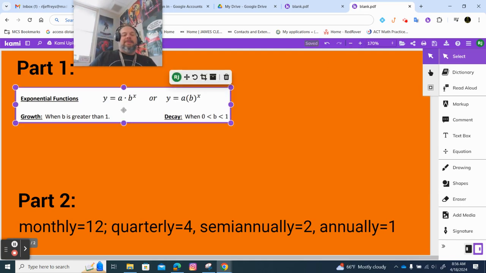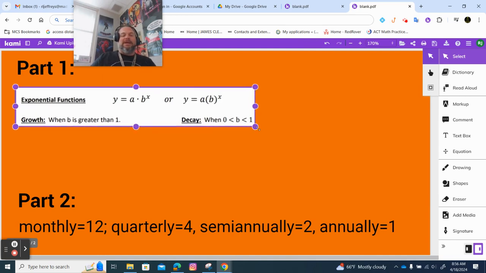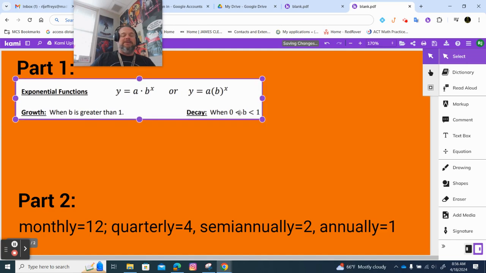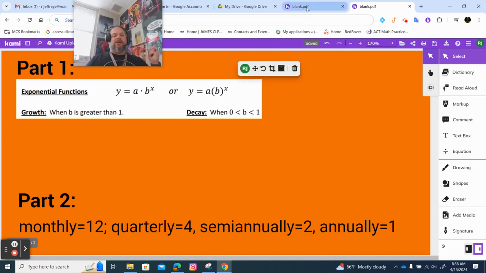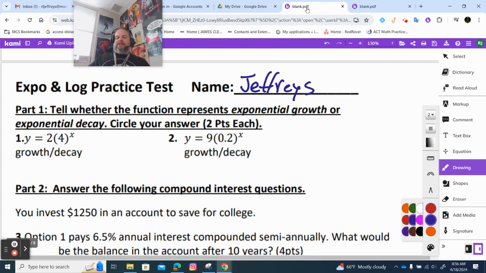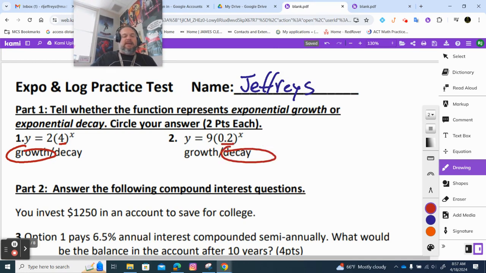Growth is when B is greater than 1. Decay is when B is between 0 and 1. So I go right here. Our B is 4. This means it's growth. My B is 0.2. This means it's decay. So if I wanted to, I could write B as 4. I could write B as 0.2.